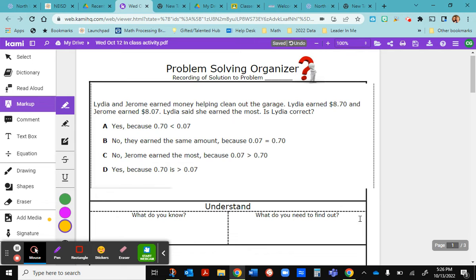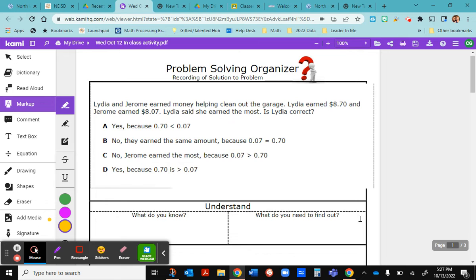This next one says that Lydia and Jerome earned money helping clean out the garage. Oh, can I hire them? I need help. So Lydia earned $8.70 and Jerome earned $8.07. Lydia said she earned the most.